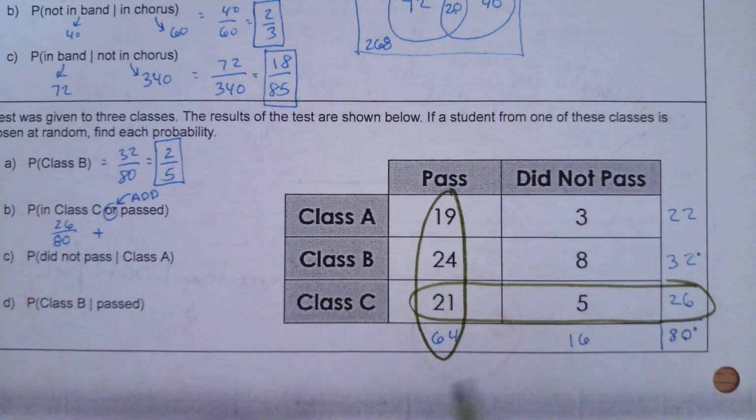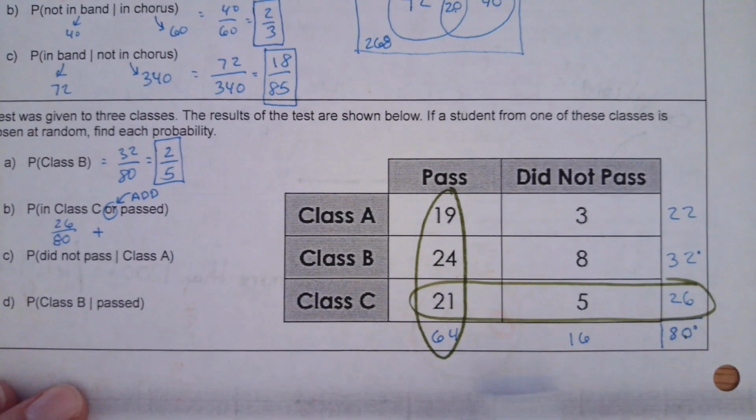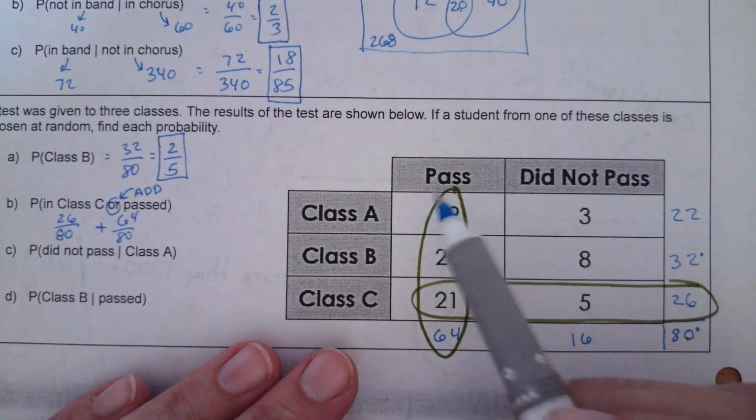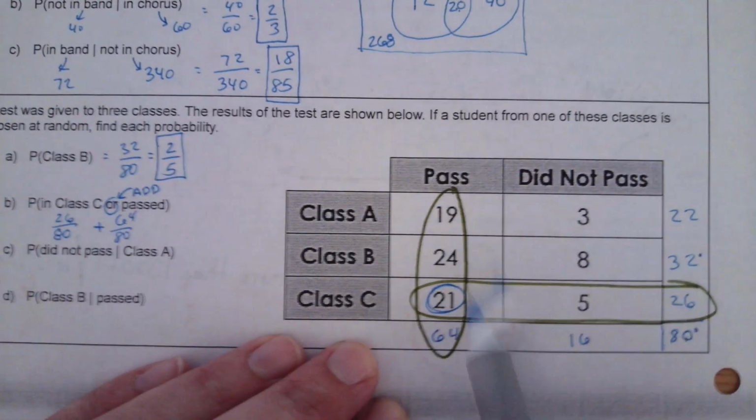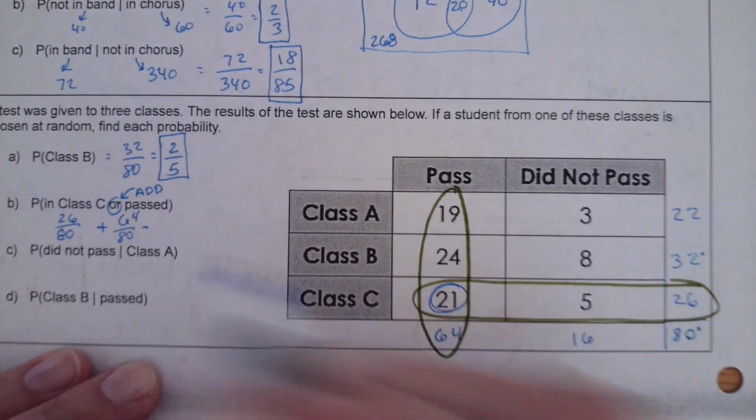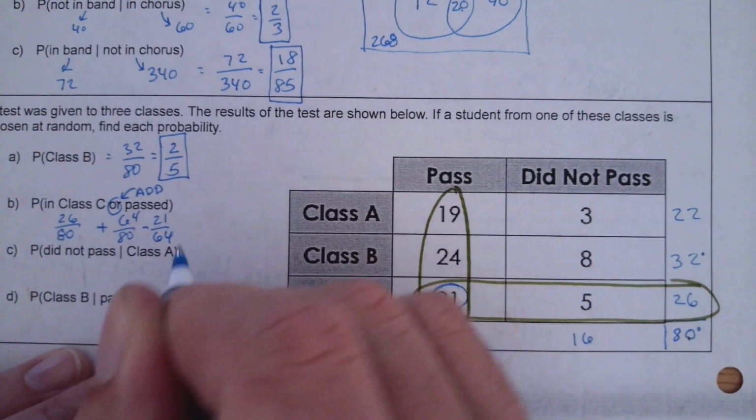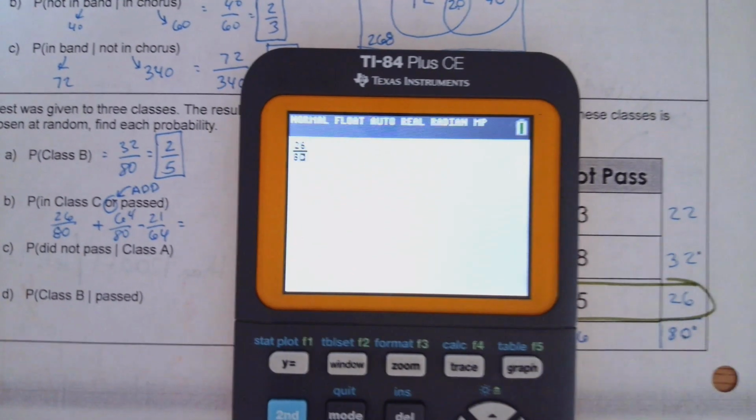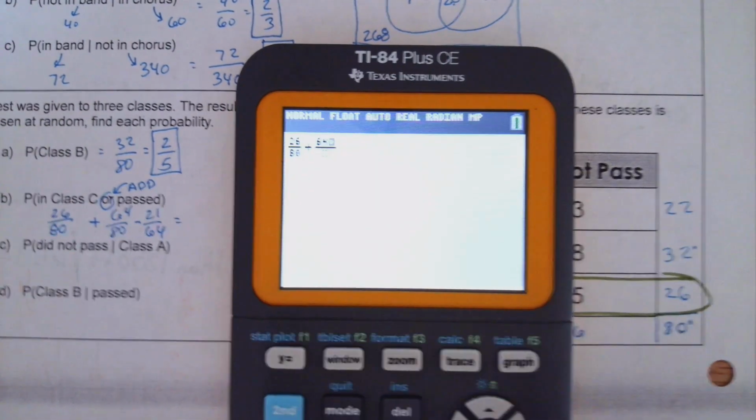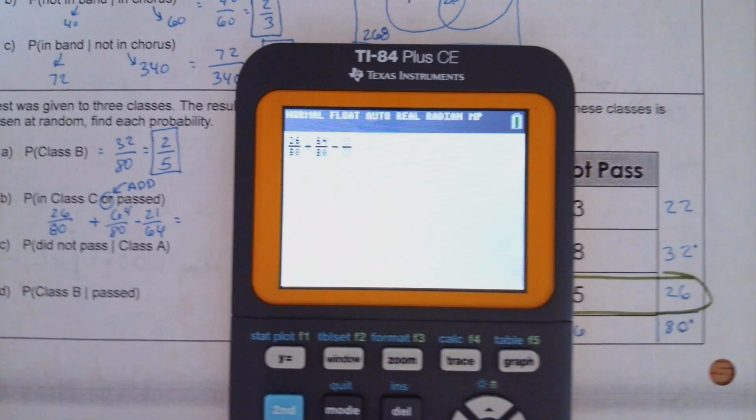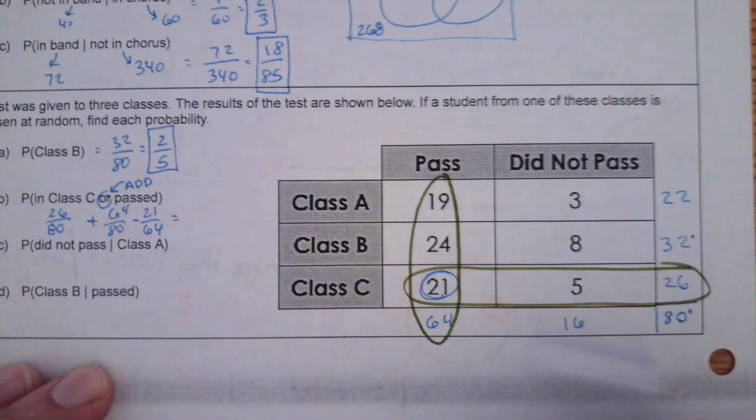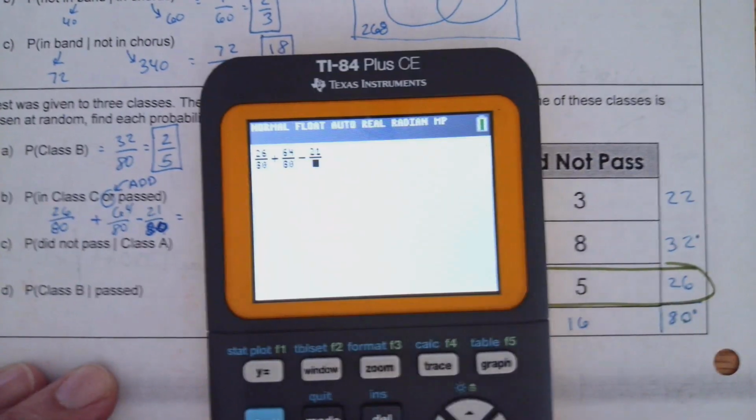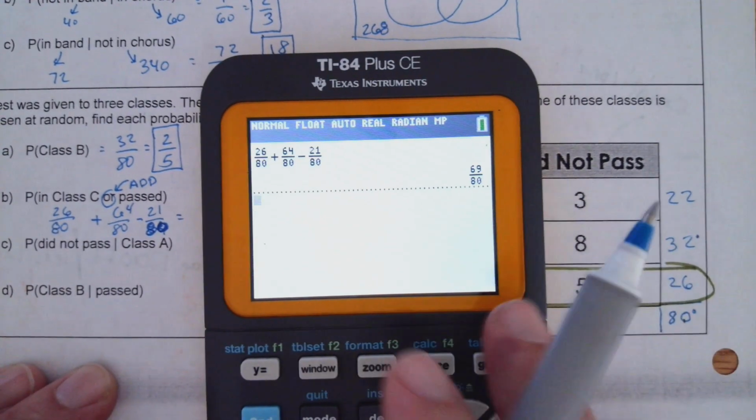This is a review from last week. There are 64 total, 64 out of 80. So plus 64 over 80. But now I have to stop and ask, did I count any number twice? And the answer is yes. We counted 21 twice. 21 went to class C and to the pass. So I have to subtract. This is your addition rule. So I'm going to make all my fractions: 26 over 80 plus 64 over 80 minus 21 over 80. I'm sorry, I don't know why I said 64. It's 21 out of 80. I get 69 over 80 for my answer.